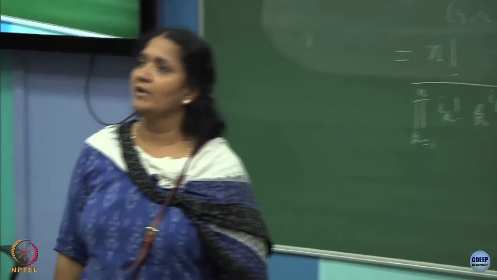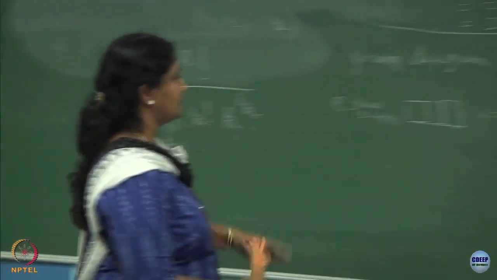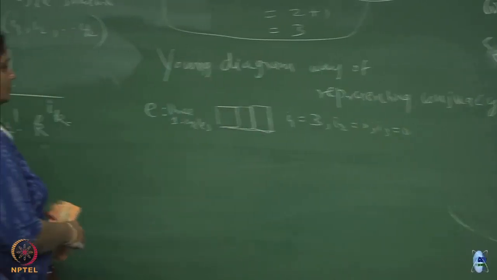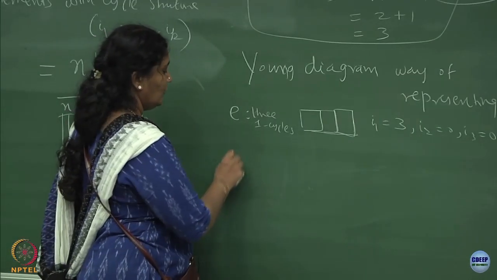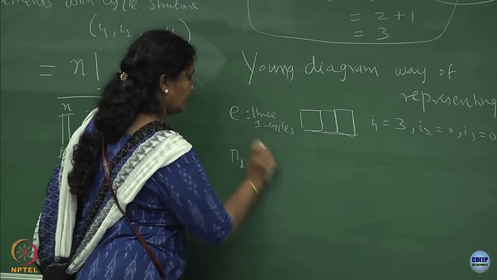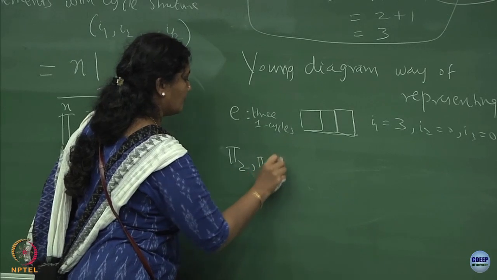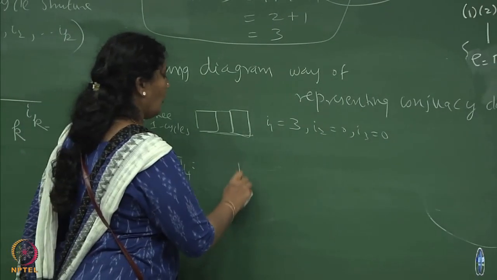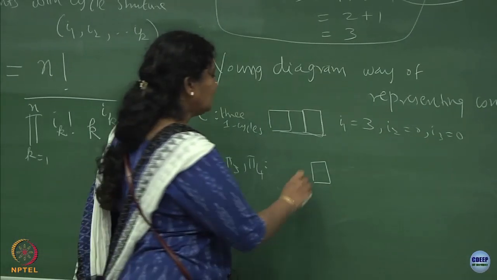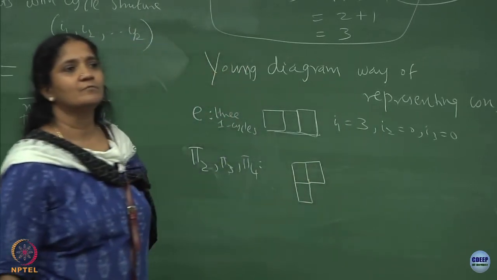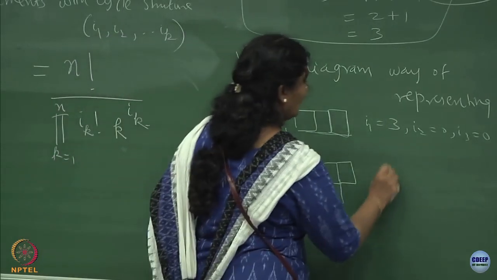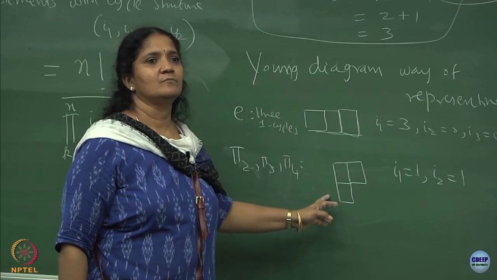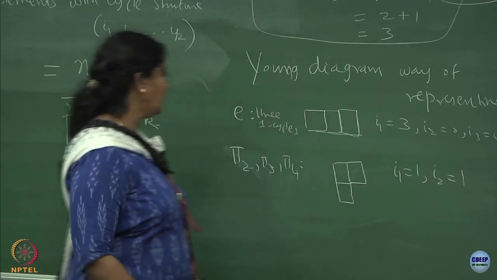This is the diagrammatic way of drawing a conjugacy class. This is a conjugacy class, ok. It just looks at the cycle structure. The next conjugacy class, you all know, is pi 2, pi 3, pi 4. It has 1 2 cycle and 1 1 cycle. For a 1 cycle, I have already said, you have to put a single box. A 2 cycle, you will always put a vertical 2 box, ok. So, this is I 1 is 1, I 2 is 1, total number of boxes is still 3. This is the notation. So, tell me, how will you write pi 5 and pi 6?